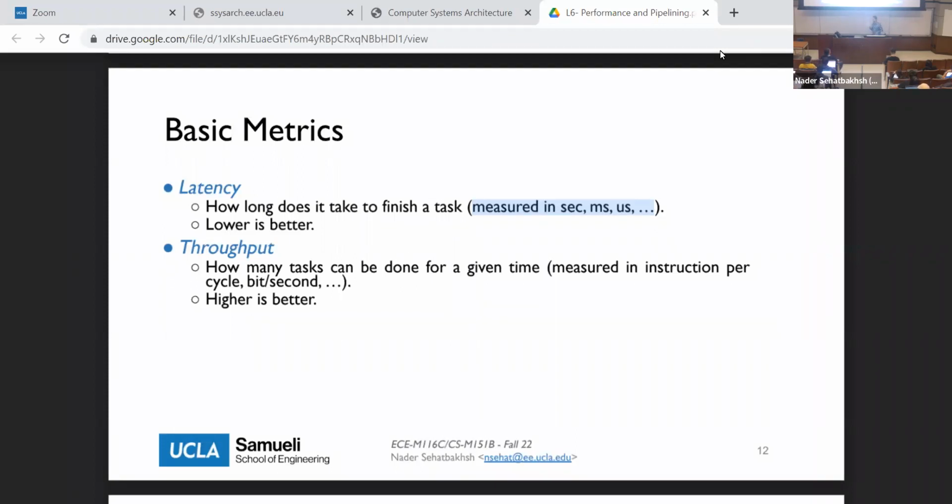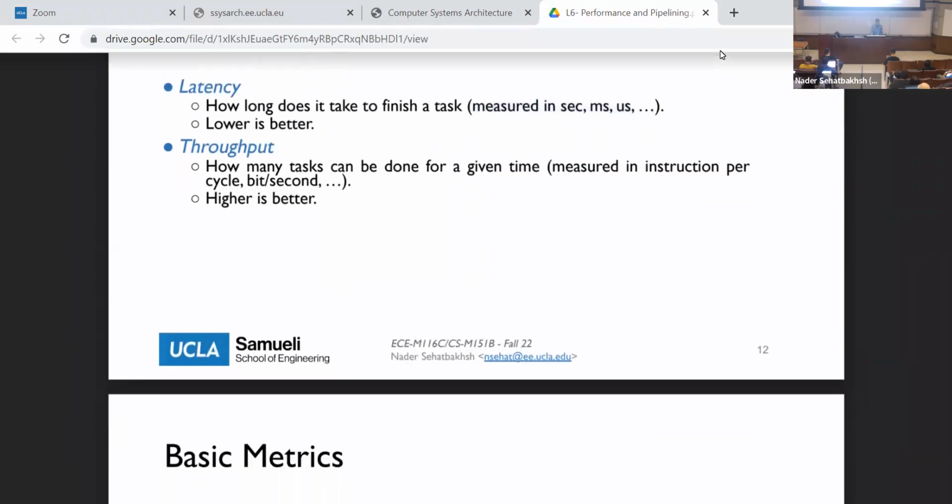So if we can finish 5 instructions per 1 second, we say that, for example, our throughput is 5. If we can finish 10 instructions, our throughput is 10, and so on and so forth. And for throughput, higher is better, which means that we want to have higher throughput in our system, right? And we typically measure it in instructions per cycle or bits per second or instructions per second. Just rate and ratio metrics.